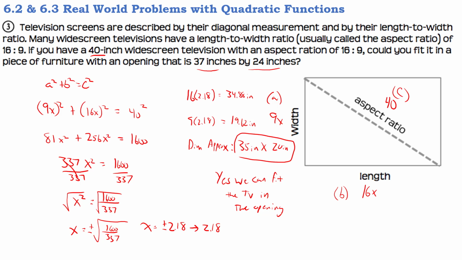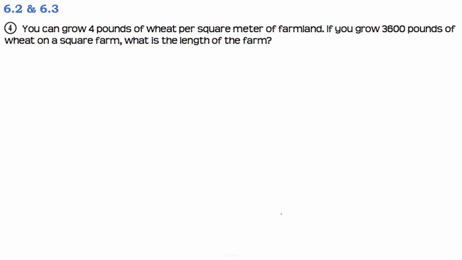All right, so let's do another one. You can grow 4 pounds of wheat per square meter of farmland. If you grow 3,600 pounds of wheat on a square farm, what is the length of the farm? Okay, so for this one, let's draw a picture.